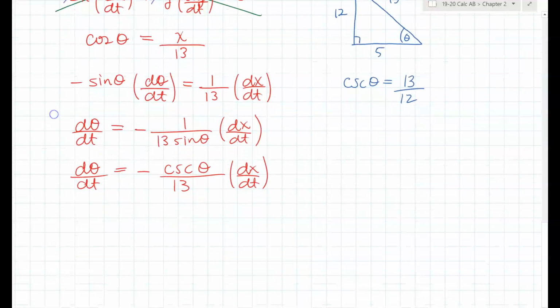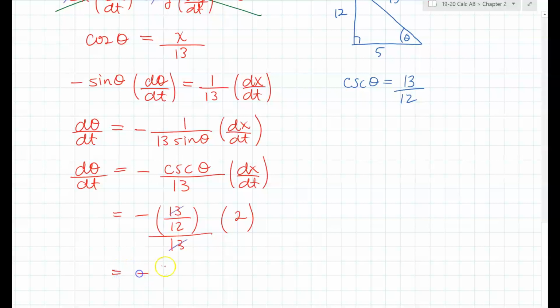So let's plug that in. Negative 13 over 12 divided by 13 times 2. Well, these 13s will cancel out. So all I have left is a negative 2 over 12, which is just a negative 1/6.